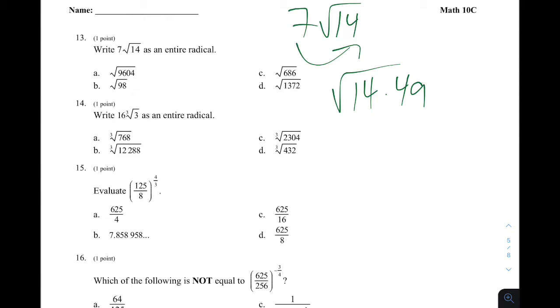14 times 49 is 686. So that's the same as root 686, which does show up as an option there. So C it is.